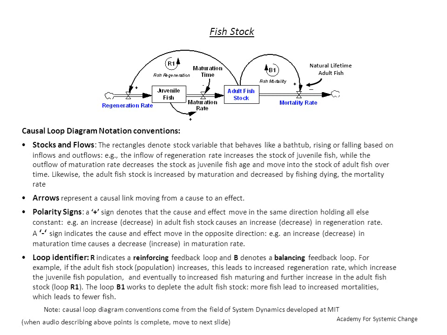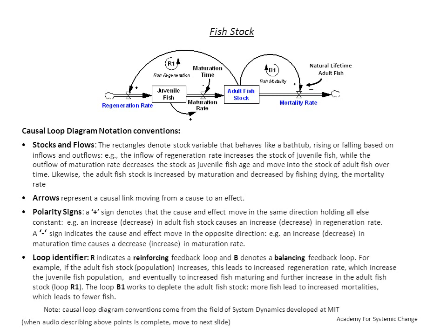A minus sign indicates that the cause and effect move in the opposite direction. So, for example, if the maturation time increases, the maturation rate would decrease, indicating that it takes longer for fish to mature from juvenile to adult. Therefore, for any given stock of juvenile fish, the maturation rate per year is lower.